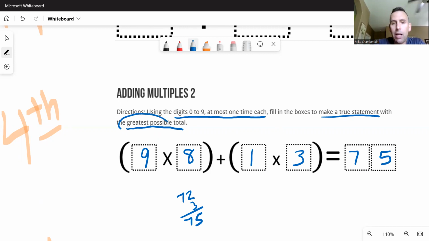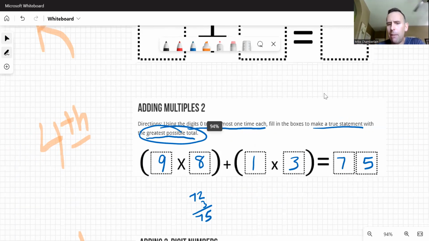Is it the greatest possible total? I doubt it. And so what's fun about these tasks is you can keep working on them even after you have a solution, and keep working on them until you figure out something even better. But we're going to stop it at that.